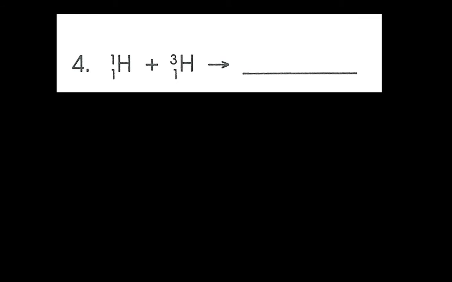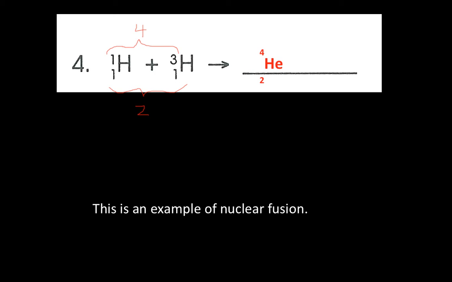Door number 4. Nice tiny numbers. Well, we can't start on the right because there's nothing there. So we start on the left and we go 1 plus 1, so that means we're going to have a 2 on the right side. We know that's helium. We look at this and say, 1 plus 3 is 4. So this side has total 4. There's only one particle there, so that is 4. But this is not alpha decay. In this case, we're putting things together. So it's an example of a fusion reaction.